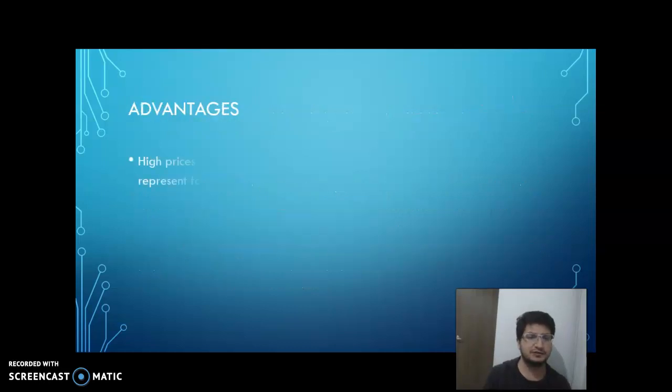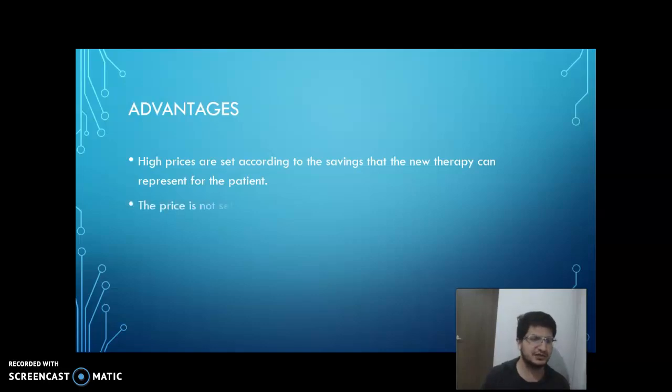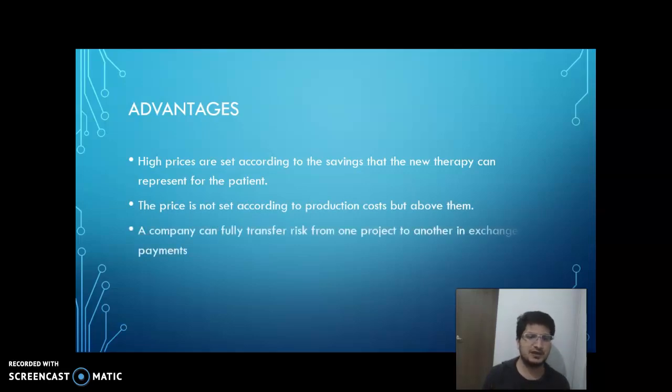Advantages of the model. First, high prices are set according to the savings that the new therapy can represent for patients. The price is not set according to the production cost but above it, and a company can fully transfer rights from the project to another in exchange for payments.